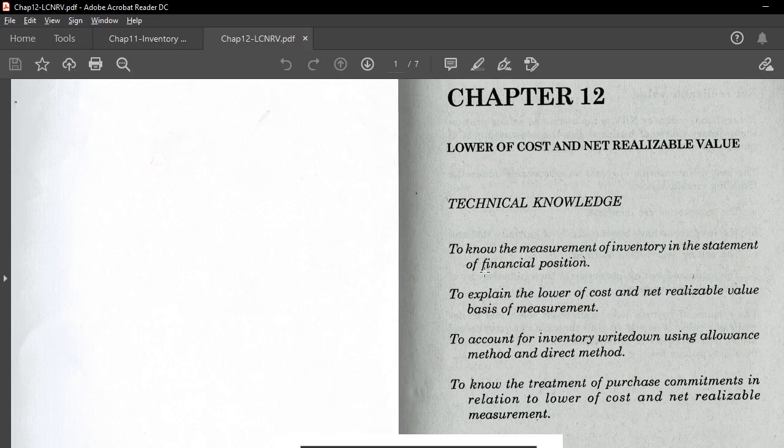Okay. LCNRV. So we will be able to know the measurement of inventory in the statement of financial position, like what I've mentioned kanina. Na-mention ko si balance sheet or financial statement. Explain kung ano tong LCNRV. Kasi masyadong mahaba. Lower of cost and net realizable. Diba? LCNRV na lang. And then, to account for inventory write-down. So, write down using allowance and direct method. So, we have two methods here. And to know the treatment of purchase commitments in relation to LCNRV. So, may mga purchase commitments din.